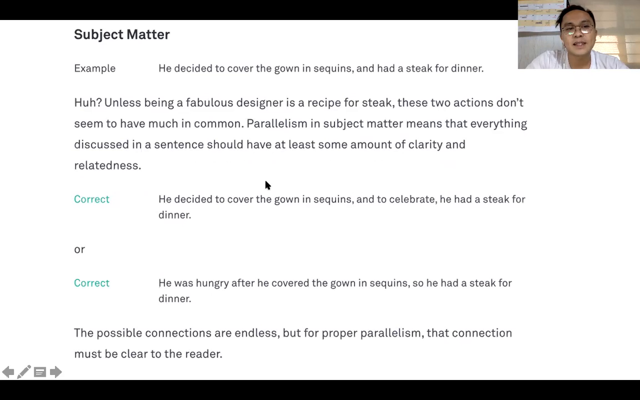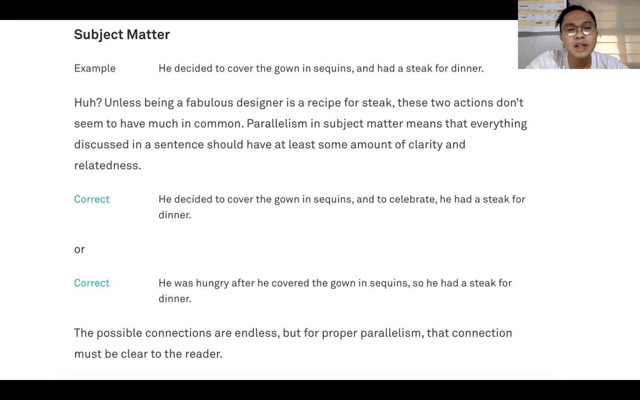Ngayon, pagdating naman sa subject matter. To give us an example, kailangan yung subject matter natin, kung ano yung subject, kailangan balance siya. For example, he decided to cover the gown in sequins and had a steak for dinner. So dito naman talaga makita natin, sobrang off ng napag-uusapan. Kasi nakalagay dito, we're talking about a designer or someone who makes gown and then suddenly had a steak for dinner. Biglang may celebration na nagaganap.